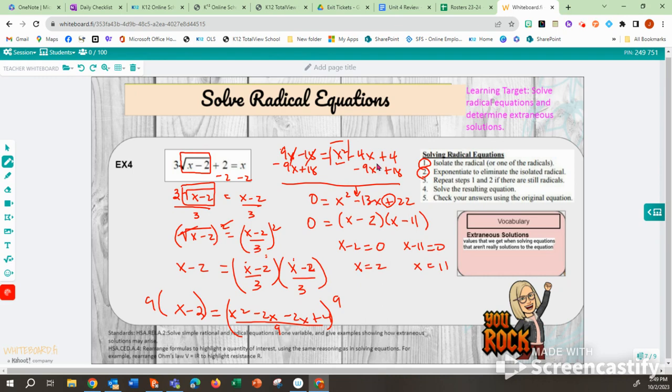And both of these actually check. So we didn't have to repeat. We did solve, and now we're checking. So again, I'm not going to show you the check, but you would plug your 2 and your 11 back into this original problem, into wherever you see your x. We're just going to write check. And x equals 2 checks, so 2 is the solution, and x equals 11 checks.